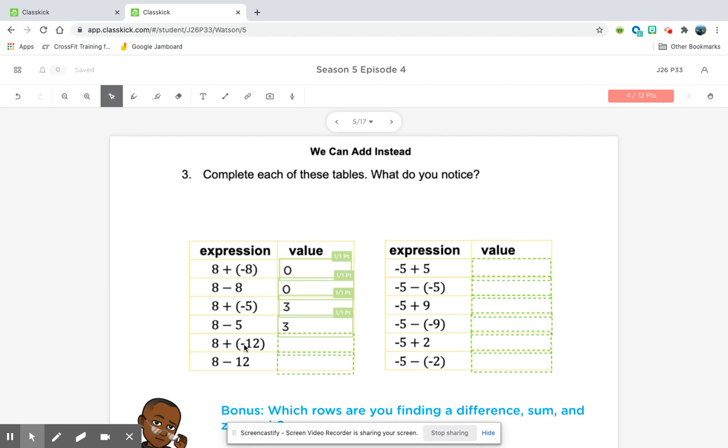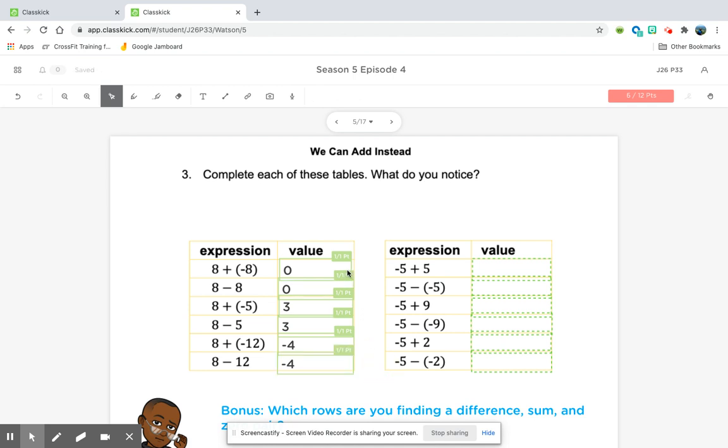8 plus -12, different signs. So I'm going to subtract. My answer is going to be 4. 12 minus 8 is 4. But I'm going to keep the sign of the bigger number, which is -12. So my answer is going to be -4. And then 8 minus 12, you might not know how to do this yet, although you could draw a number line for sure. But you could also just type it in your calculator, 8 minus 12, and you'll get -4.